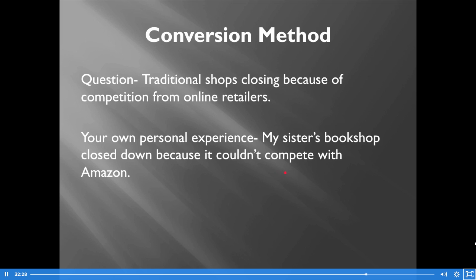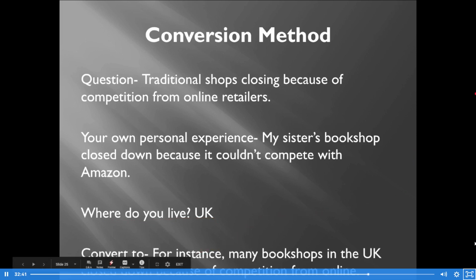So this student was from Romania, but she was actually living in the UK, and her sister was living in the UK as well, working in this bookshop. So where do you live? I live in the UK. Let's convert it to something a little bit more general. So we converted it to, for instance, many bookshops in the UK. So we've taken it from my sister's bookshop to many bookshops in the UK closed down because of competition from online. So this is the example that the student used, and as you can see, she used her own life experience to convert it to a better, more solid example, and this is evidence as to why her main point is true.